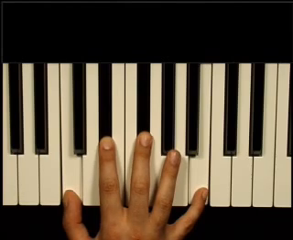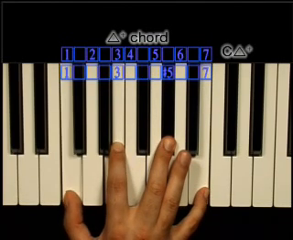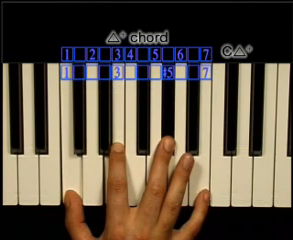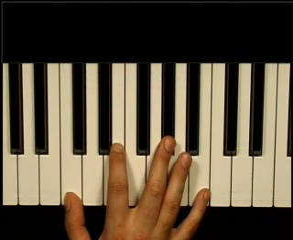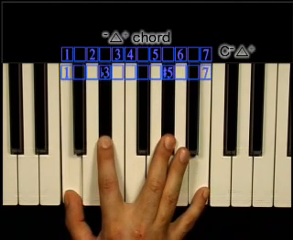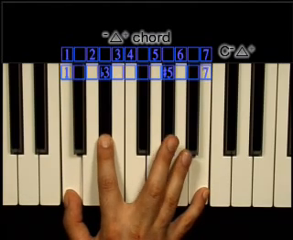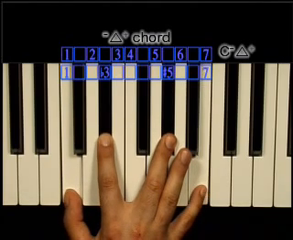Next is the delta augmented. 1, 3, sharp 5, 7. The last is the minor delta augmented. 1, flat 3, sharp 5, 7.